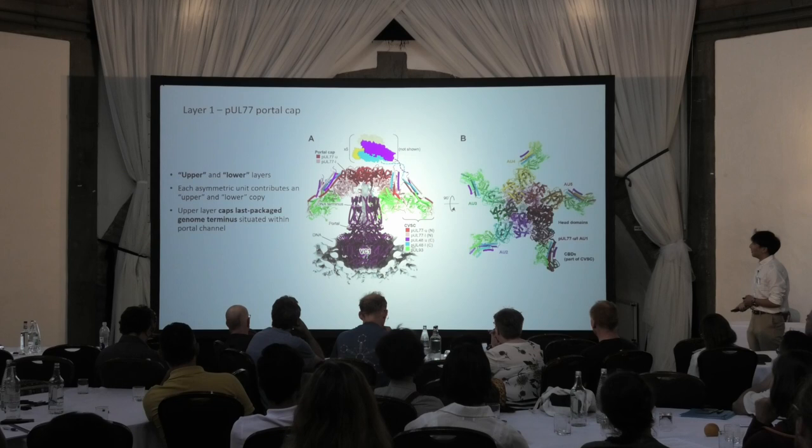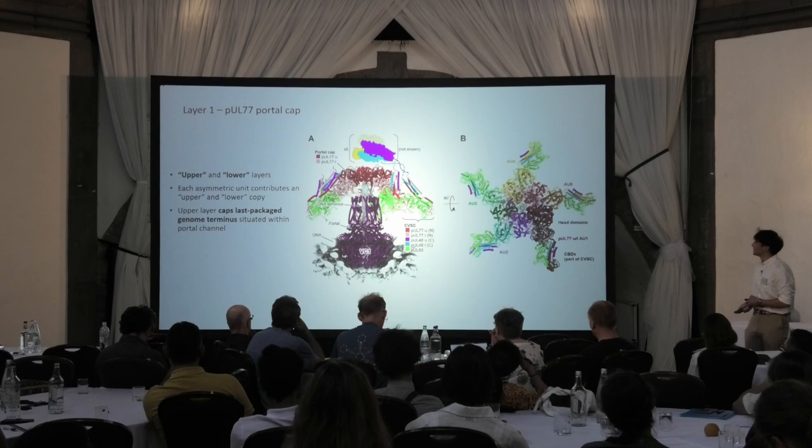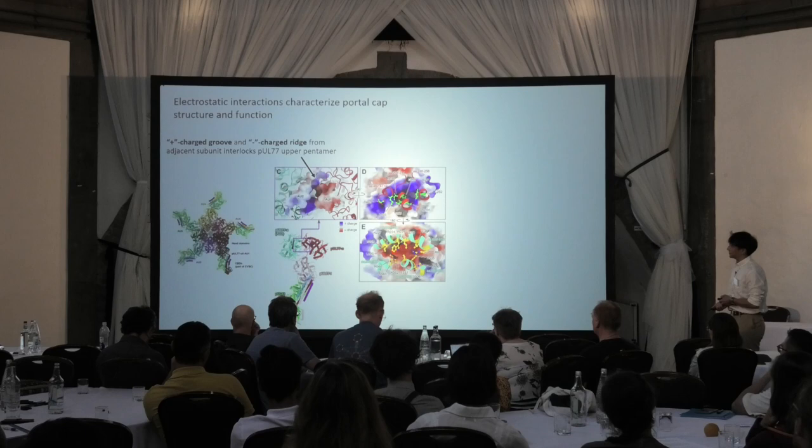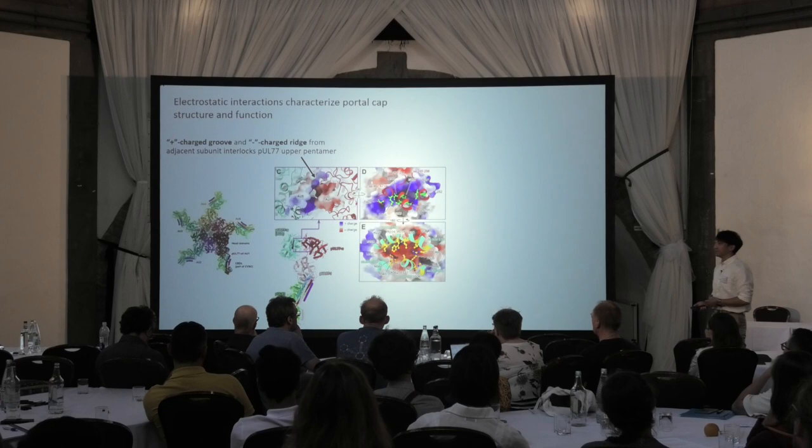The upper layer actually houses the genomic termini that we see held in the translocation channel. And suffice it to say, electrostatic interactions really characterize portal cap structure and function. So we notice these alternating plus and minus charge grooves, which really interlock this portal cap structure together. Presumably that's necessary because, again, it's holding back this immense pressure of DNA inside the capsid.